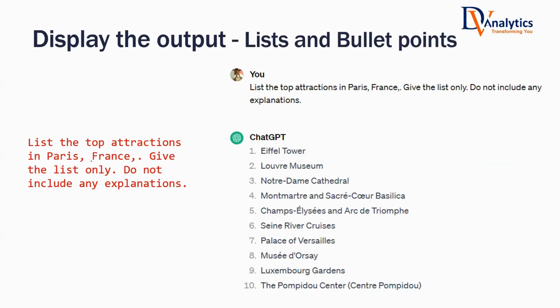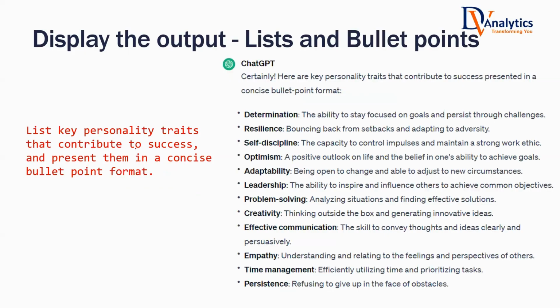What are the top attractions in Paris and France? Give the list only. Do not include any explanations. Only the list will be given to you. No other explanation. You prompt it rightly, it will give you the output based on your prompt. List the key personality traits that contribute to success. Present them in a concise bullet point format. I want them in bullet point format. You need determination, resilience, self-discipline, optimism, adaptability, leadership. These are some of the points that will help you to become successful.